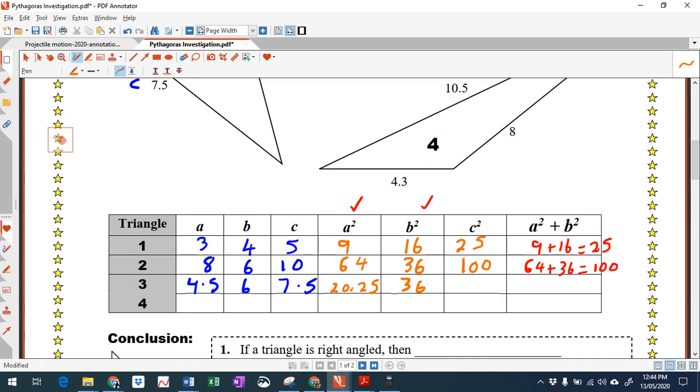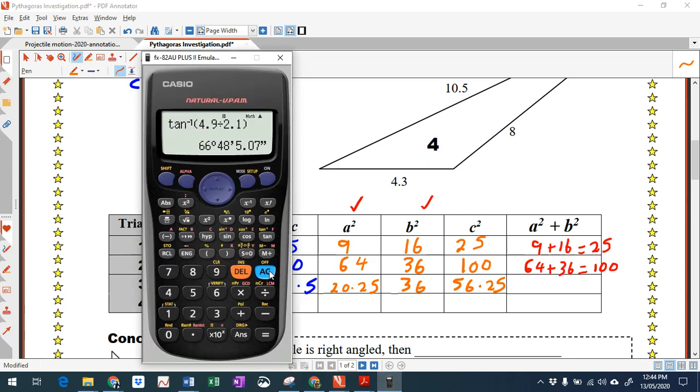And then C squared is 7.5 squared. So use your calculator for that. 7.5 squared, you've got a squared button on there. You get 56.25. Now, if you're wondering where the squared button is on your calculator, here it is. Let's do the last one, which was 7.5 squared. 7.5, the squared button is just here. Squared equals 56.25. Okay, so that's where the squared button is.